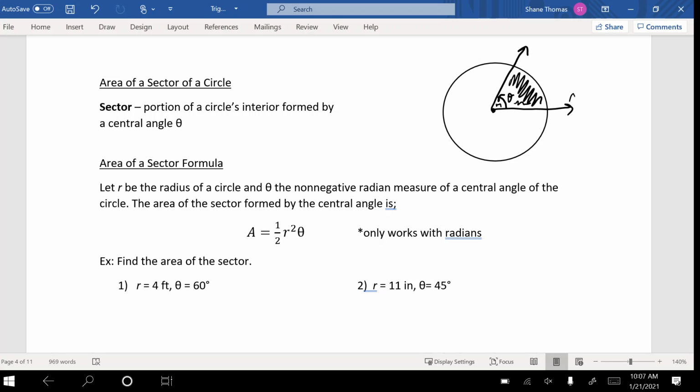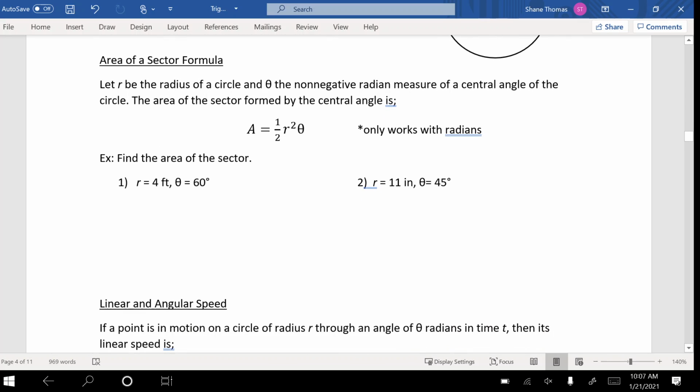So to find the area of the sector, here's your formula. Let r be the radius of a circle and theta the non-negative radian measure of a central angle of the circle. The area of the sector formed by the central angle is 1/2 r squared times theta. And again, this formula only works in radians.